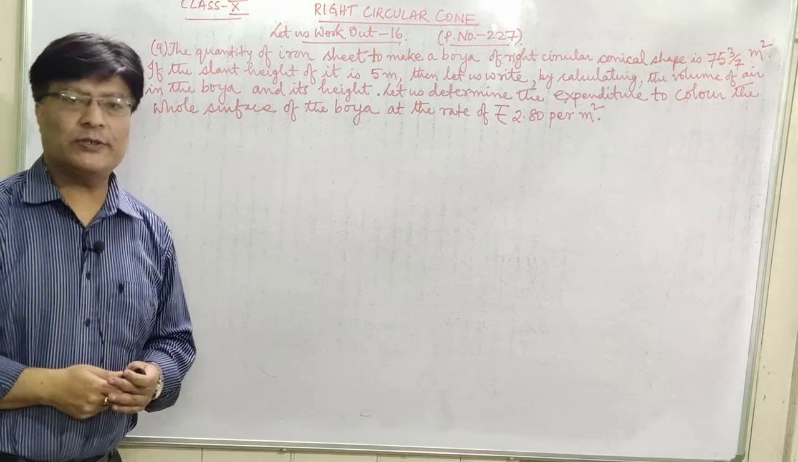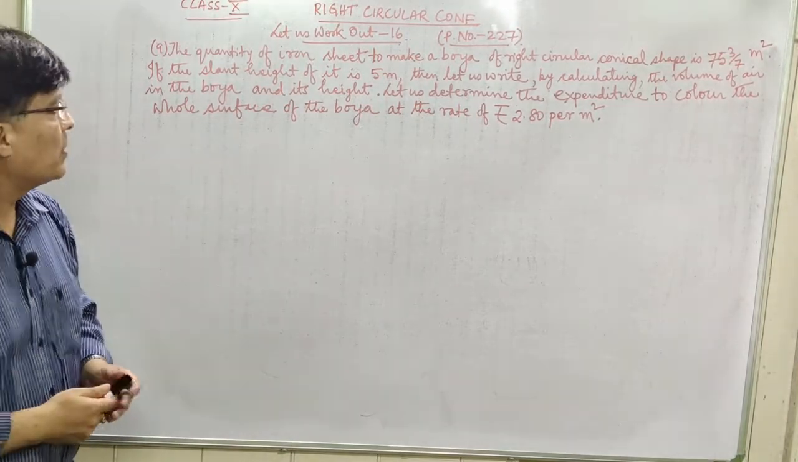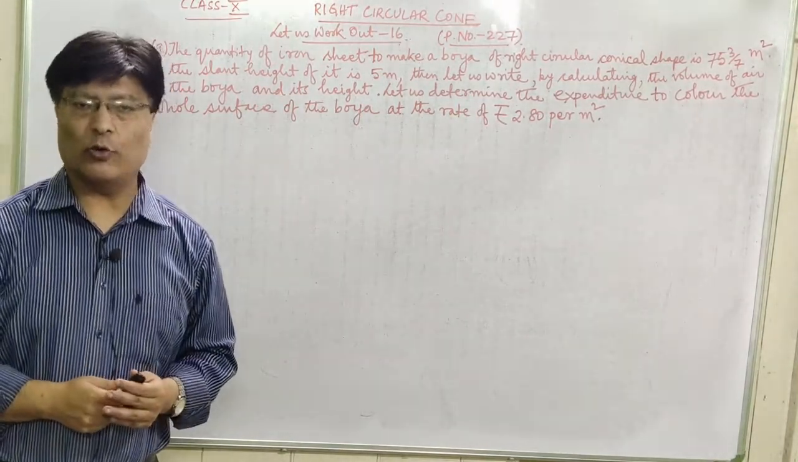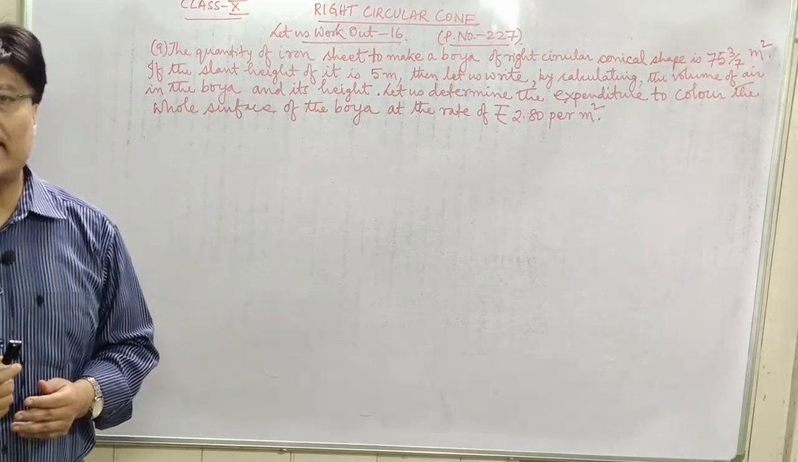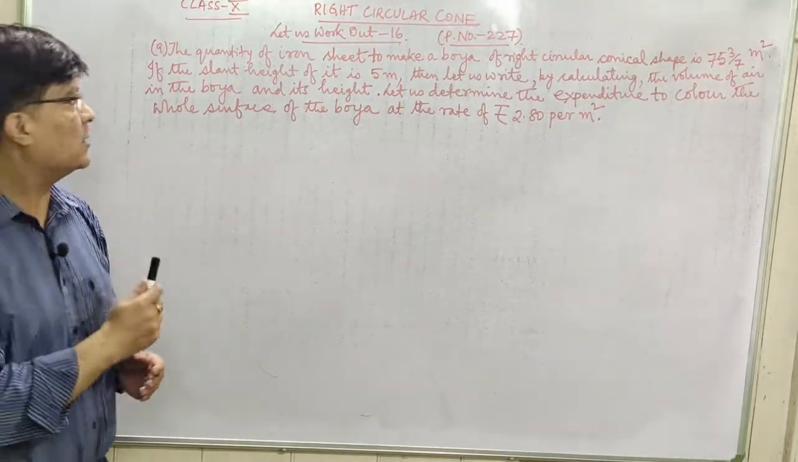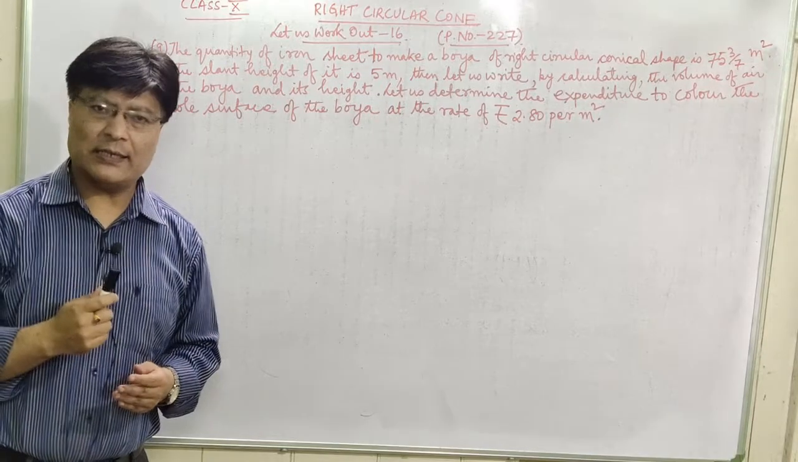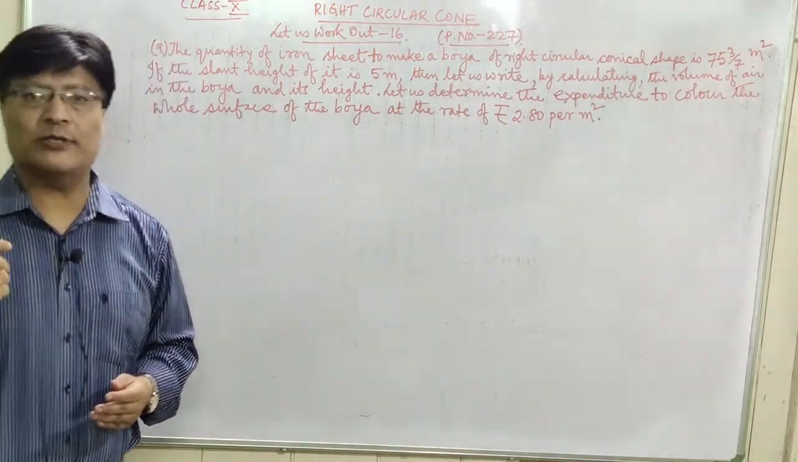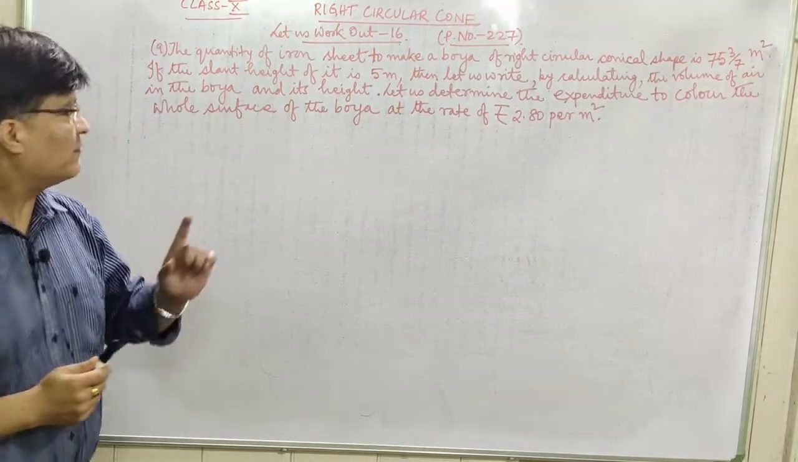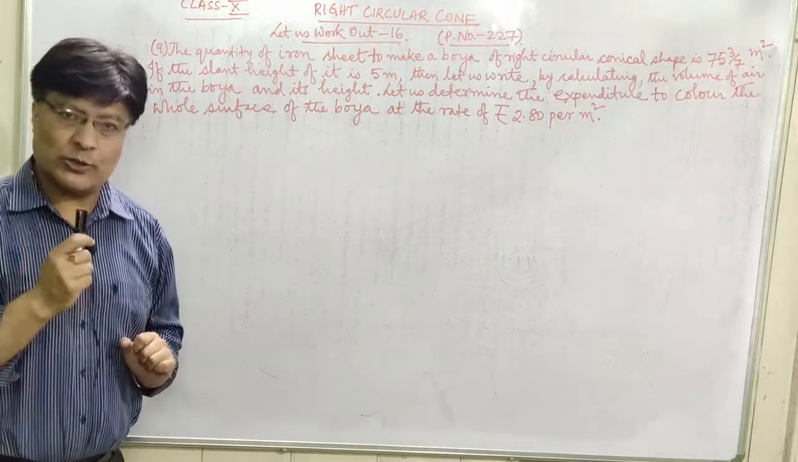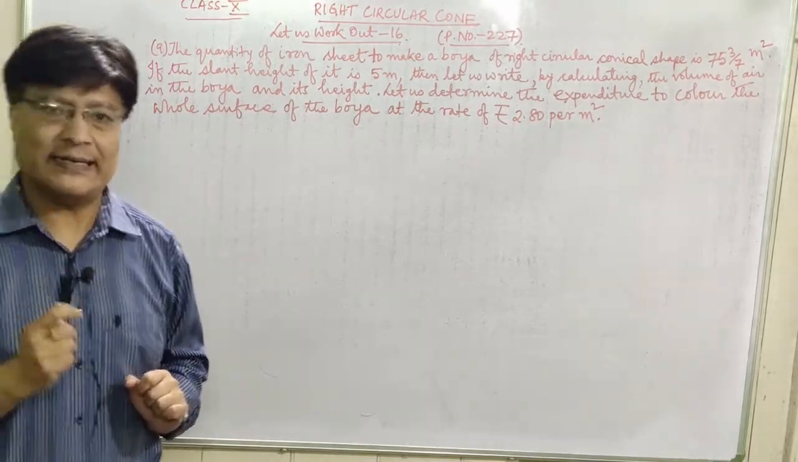So now I am doing class for class 10. The topic is right circular cone. In the last online class also we were doing the same chapter, that is right circular cone. And in the last class we finished question number 10, but we have not done this question number 9. So let's do this question number 9 now.